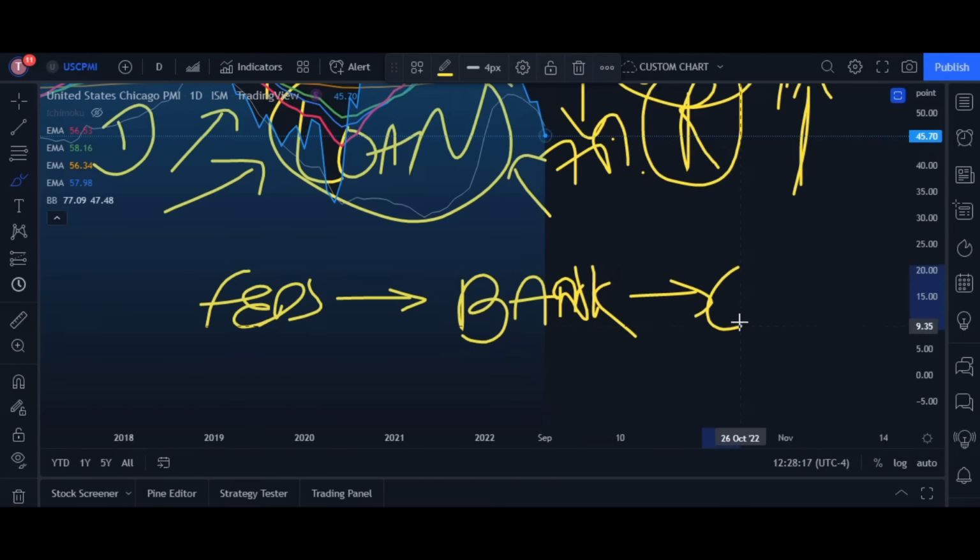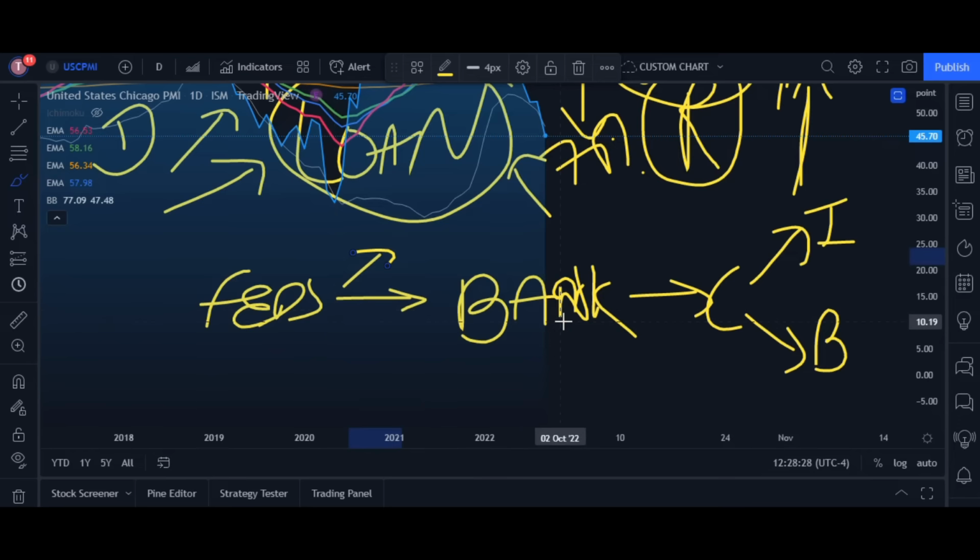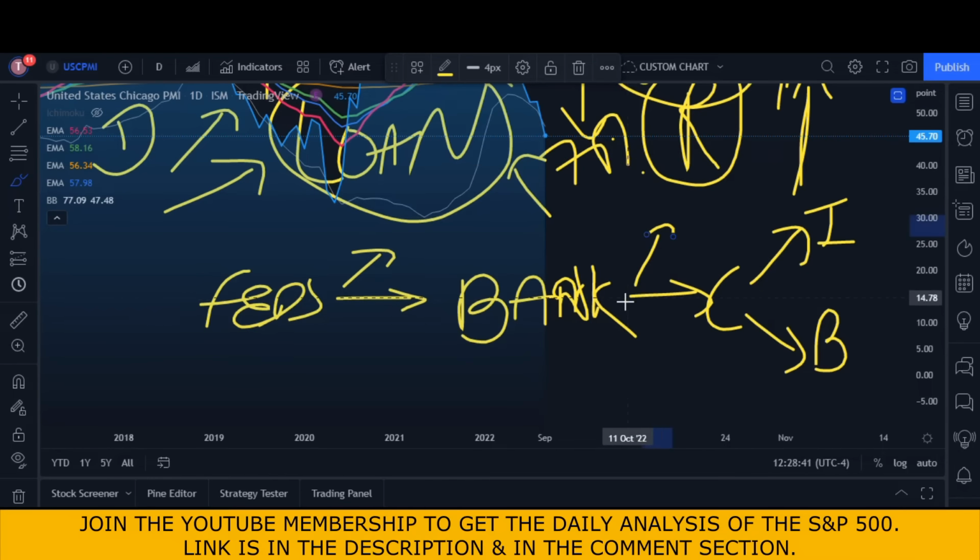Now the Feds are increasing the loan rate that they give to the banks, and that is why the banks are forced to increase the interest rate. And the banks are raising the interest rates heavily, because the banks have to make money.